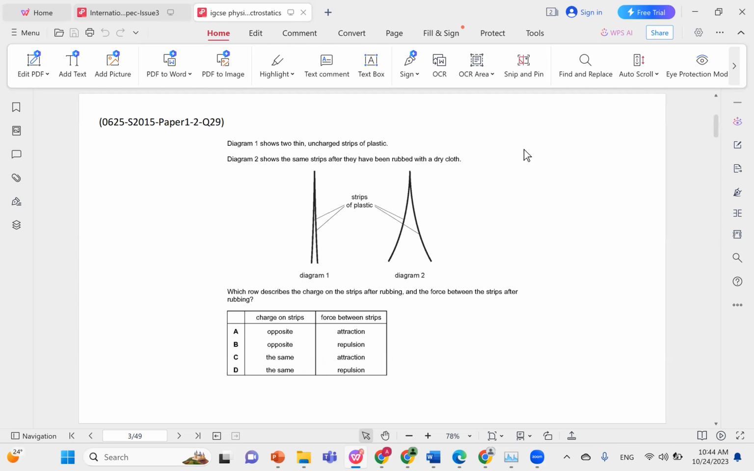So you can obviously see from diagram 2 that they have repelled. They have grown further apart. From this, we can infer that the force is a force of repulsion. So we can immediately neglect or cancel A and C. So to create repulsion, is the charge similar or opposite? We said that opposites attract, similars repel. So the correct choice here is choice D. Charge on the strips must have been the same.